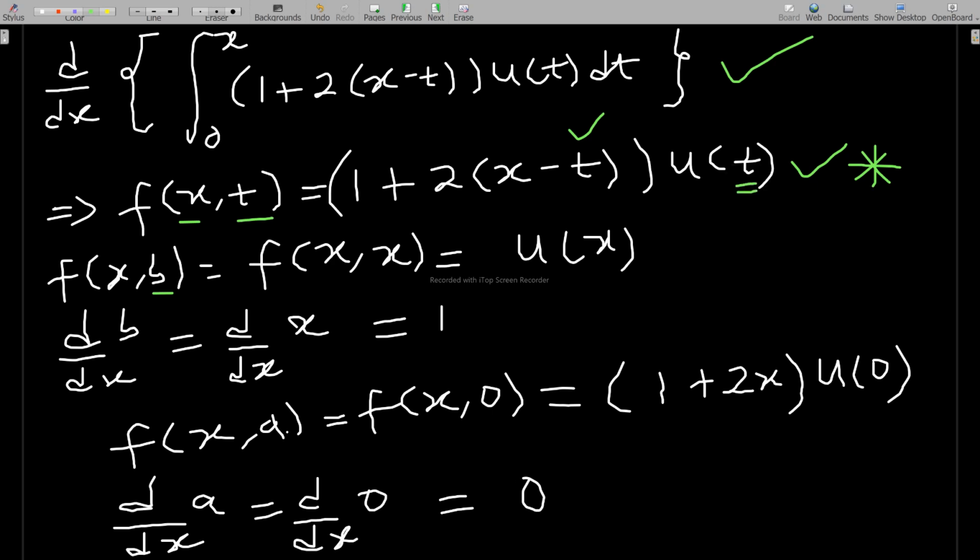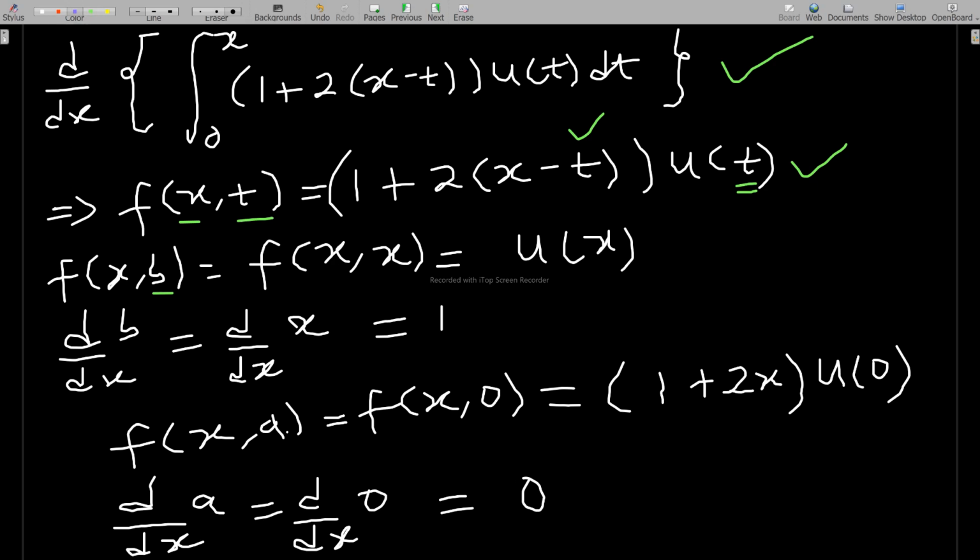So I have 1 times u of x. So it will be like this: 1 plus 0 times u of x. And in effect, I'll get something like 1 plus 1 times u of x, and that will give me u of x. Okay, so now let's go to the next one.